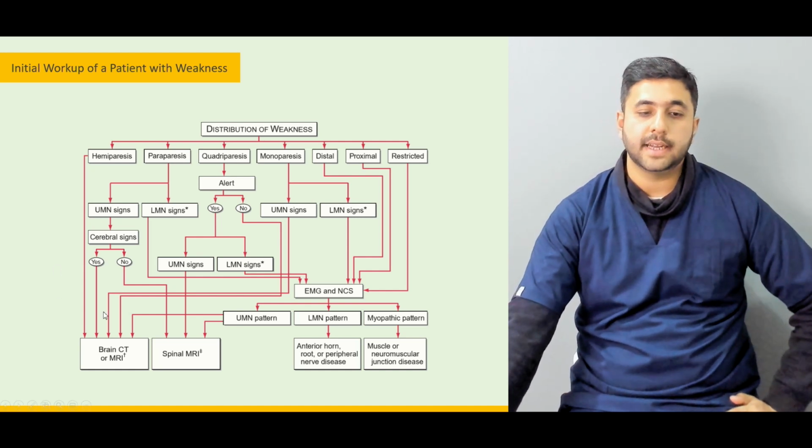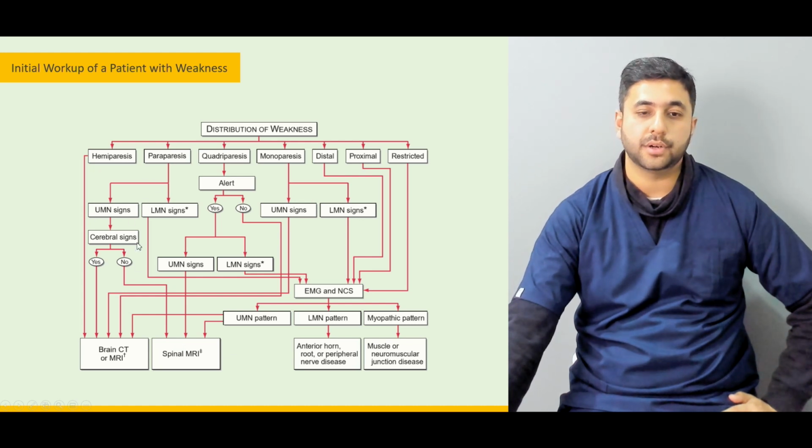If we have those signs, then again, we do a brain CT or an MRI. If there is an absence of the cerebral signs, then you do a spinal MRI, specifically a high cervical spinal cord MRI, to look for these upper motor neuron signs.